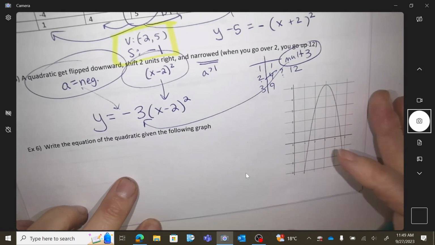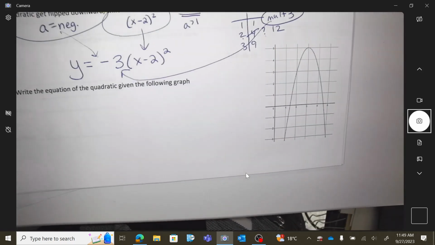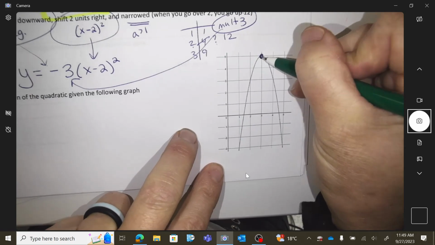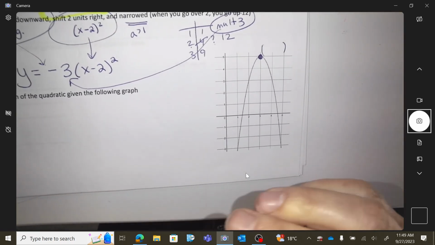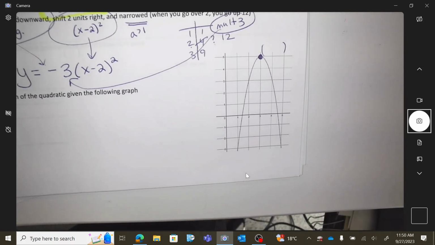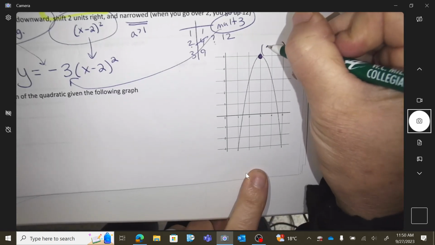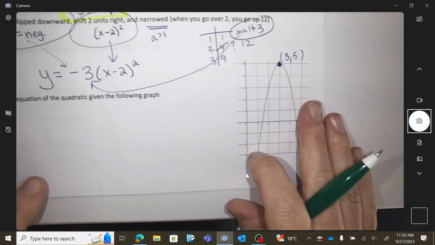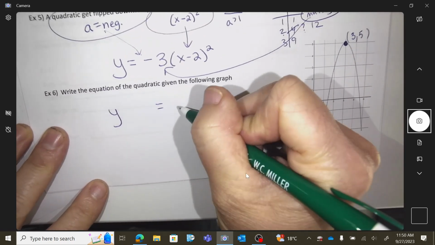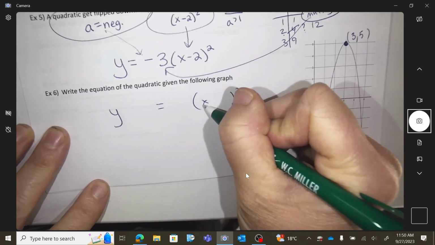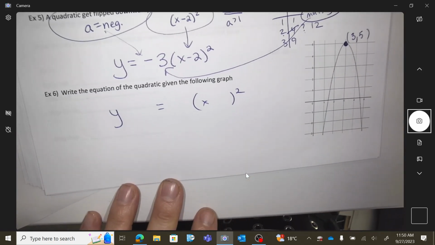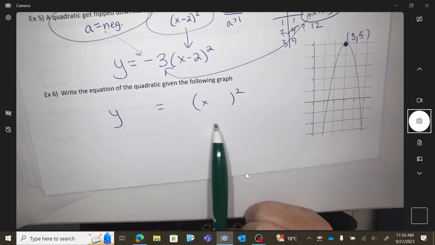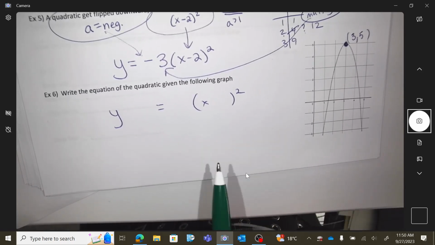Last question. This time I just gave you a plain old graph. So, can you write the max here? The vertex is the max. What is the coordinate? Looks like 3, 5. Okay, can you put the 3 and the 5 in where you would want to put them?